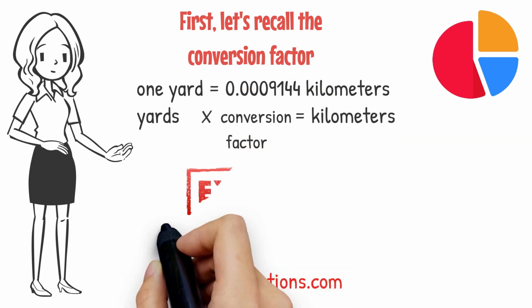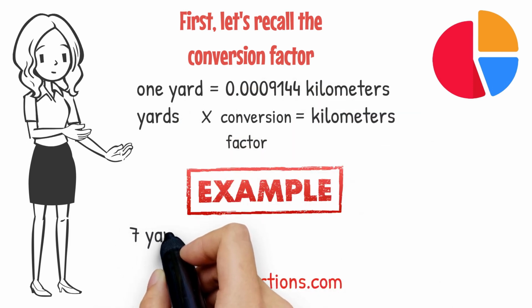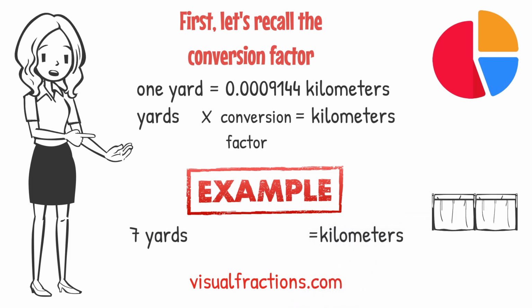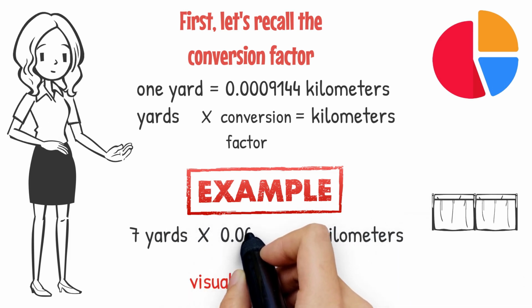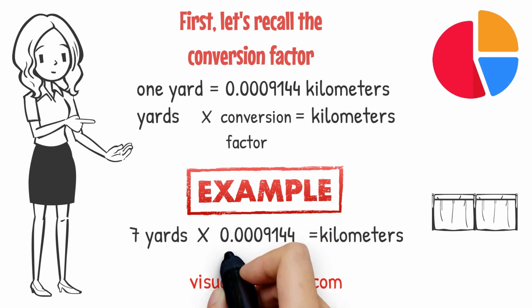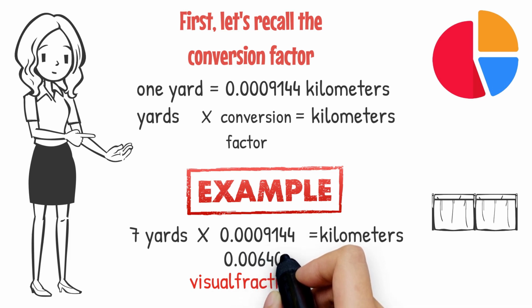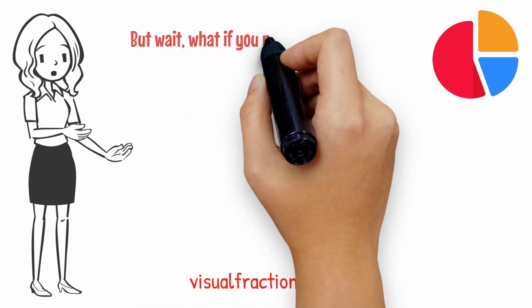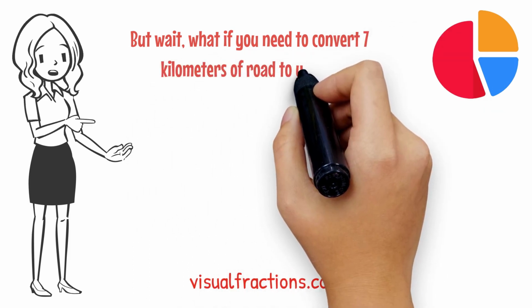Let's walk through an example. Suppose you have 7 yards of fabric that you need to convert to kilometers. We start by multiplying 7 by 0.00091144. This gives us approximately 0.00640008 kilometers.